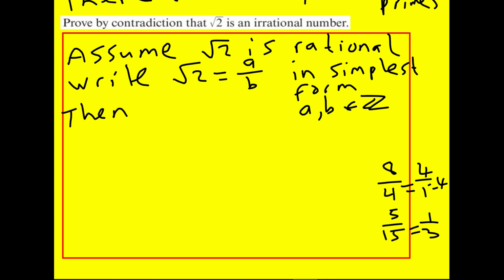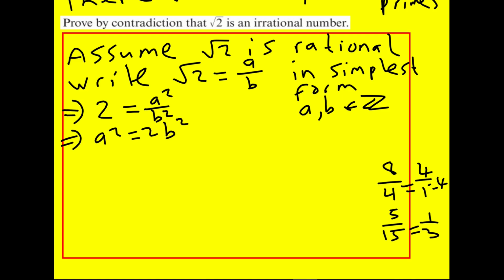Then, or actually, I'm not going to write then, I'm going to go for my implies symbol. Implies, I can square both sides now. Implies 2 equals a squared over b squared, which implies that a squared is 2b squared. And that implies that a squared is even. It must be because I've times by 2.